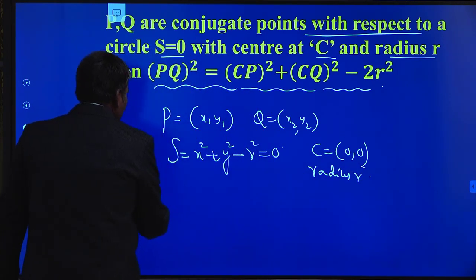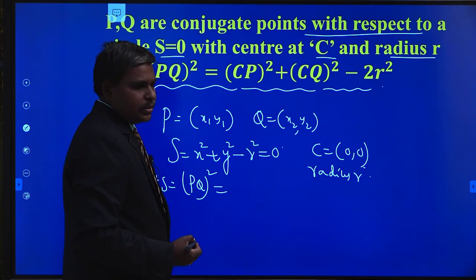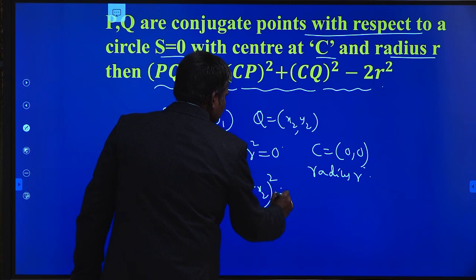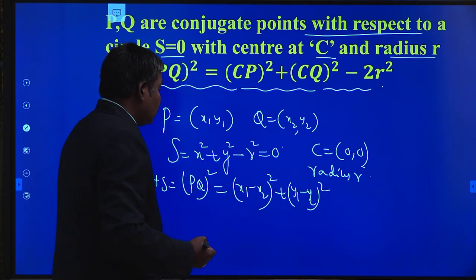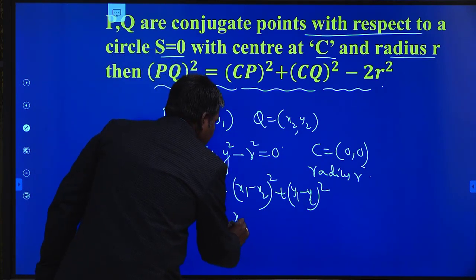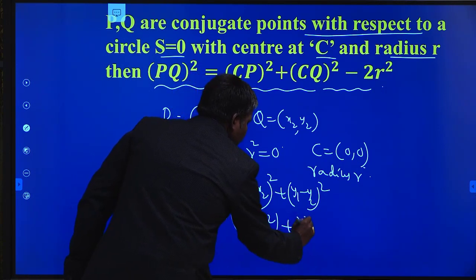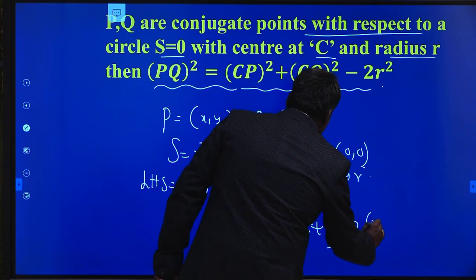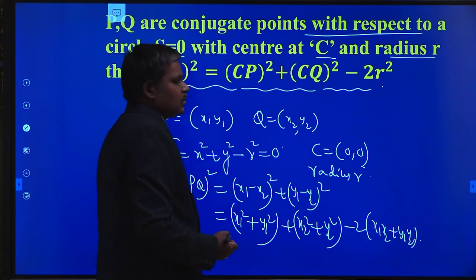Now my LHS is equal to PQ square, we mean distance from P to Q whole square. We mean x1 minus x2 whole square plus y1 minus y2 whole square. Understand, students? This is nothing but x1 square plus y1 square plus x2 square plus y2 square minus 2 times of x1 x2 plus y1 y2. Am I correct or not?